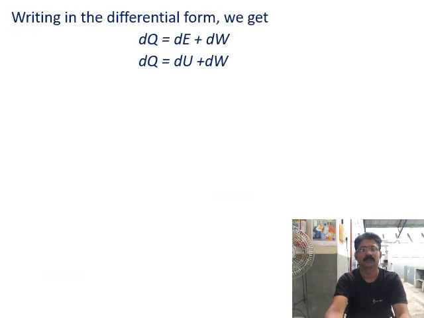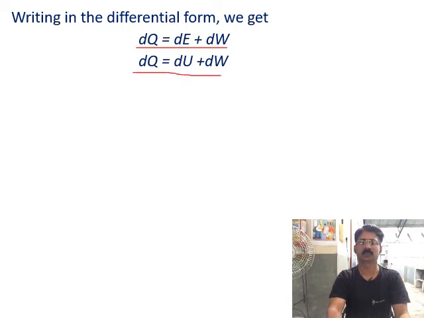Okay, now writing the above expression in the differential form, you have to write it as dQ is equal to dE plus dW, that is the first equation, and the second equation you have to write as dQ is equal to dU plus dW.